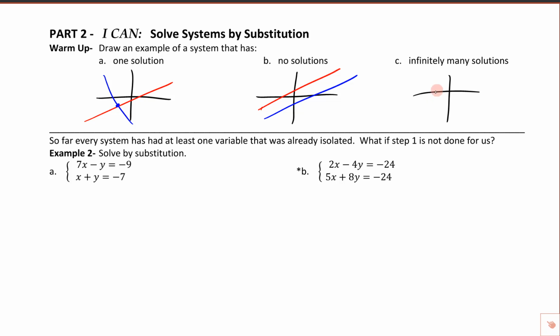And then if we have infinitely many solutions, that would be something like this. We've got a line and then we've got another line that happens to be right on top of it. Okay, pretend that's right on top there. That's one solution, no solutions, infinitely many, they're right on top of each other.